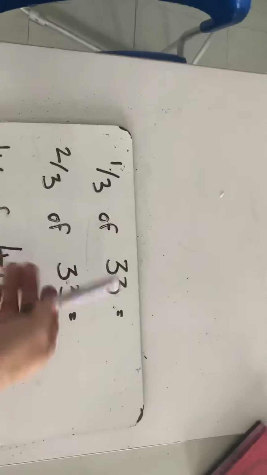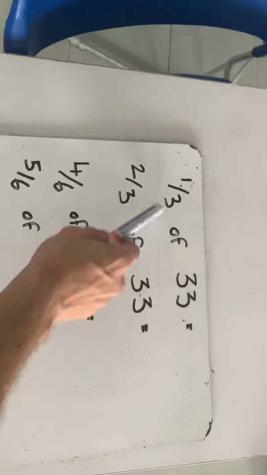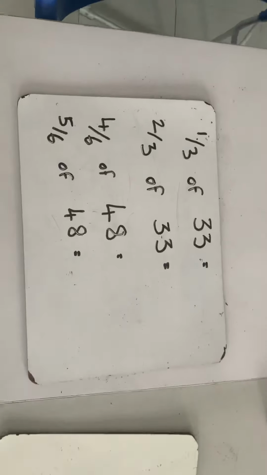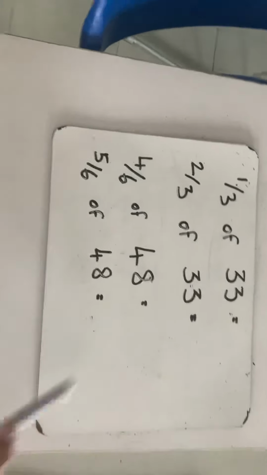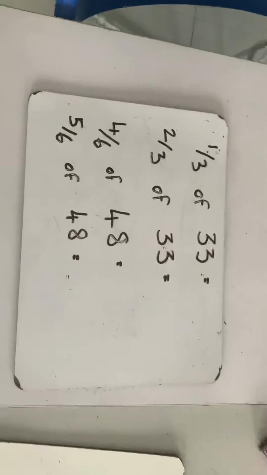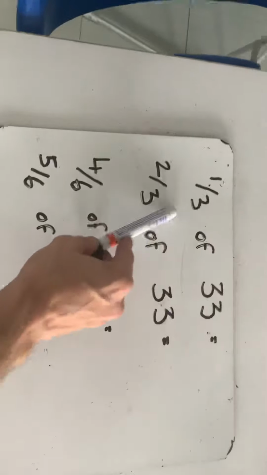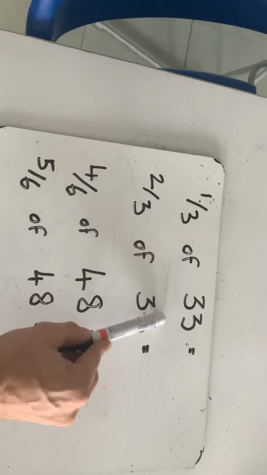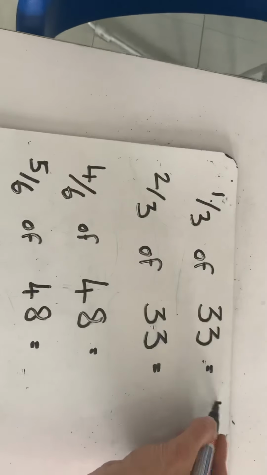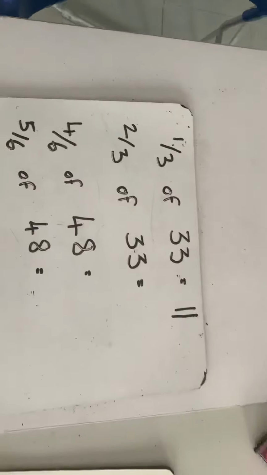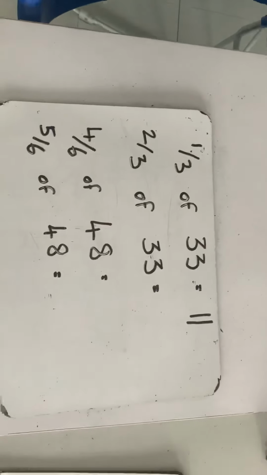So we've got 1/3 of 33. Imagine we've got 33 children, and we want to split them into 3 groups. How much would be in one group? What I always like to do with fractions, you can see we've got one non-unit fraction, but the rest are unit fractions. What I like to do is always find the unit fraction first, and that can help me. So when I'm doing 1/3 of 33, I know that I'm dividing by 3. So 33 divided by 3 is 11. So if we had 33 children, we split them into 3 groups, there would be 11 children in each group.